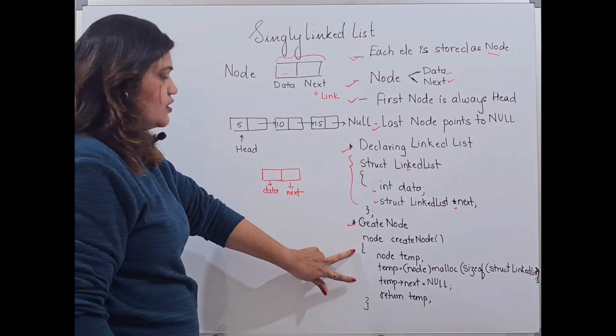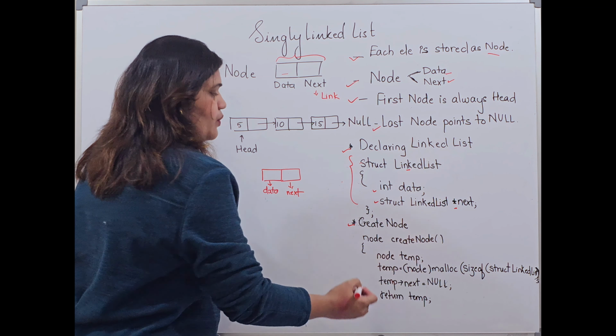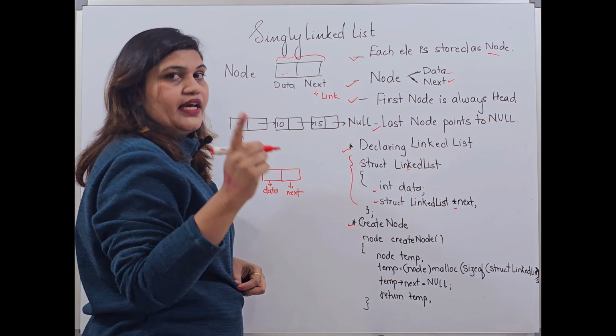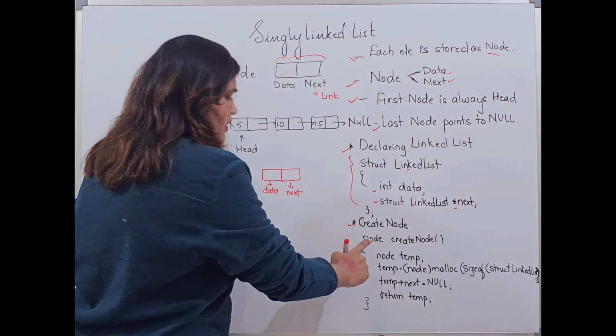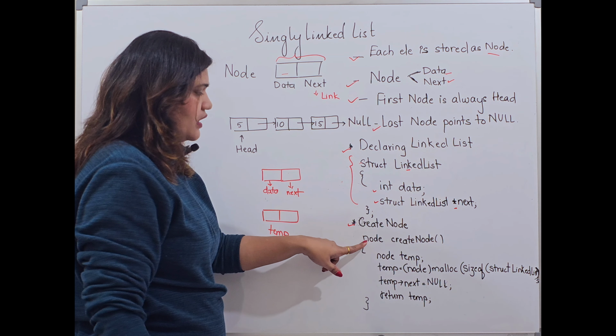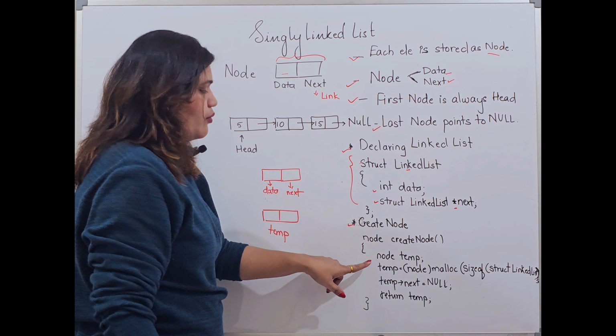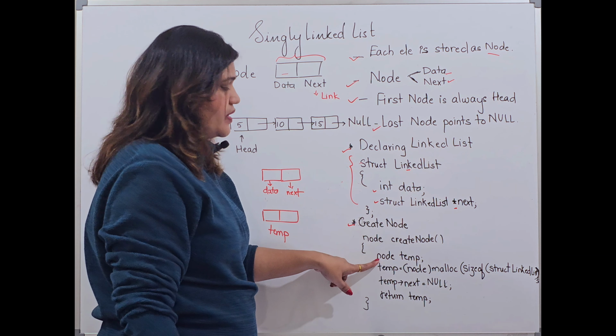So creating, let's try to understand create node. This is the function where you say node create node. Create node is my function which I will be calling in my program as and when I want to create this structure, this node. So what have I done? Node temp. I am trying to create a node which will be temp. Whenever I call this particular function, I'm going to create a node which will be called temp.